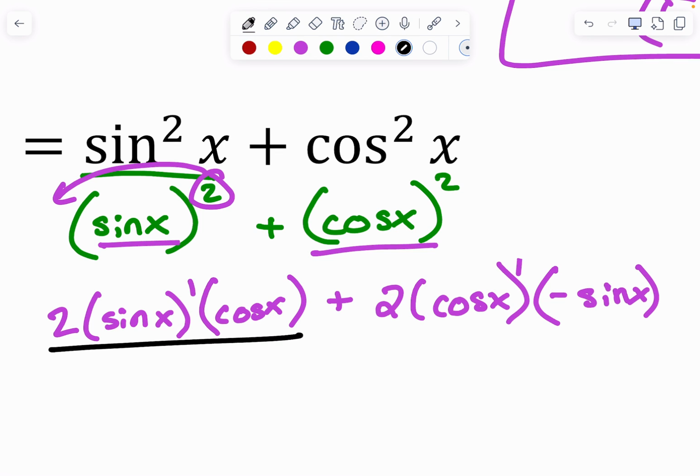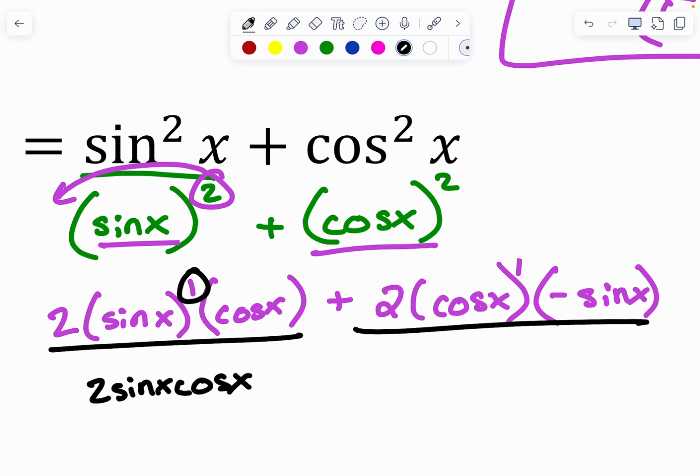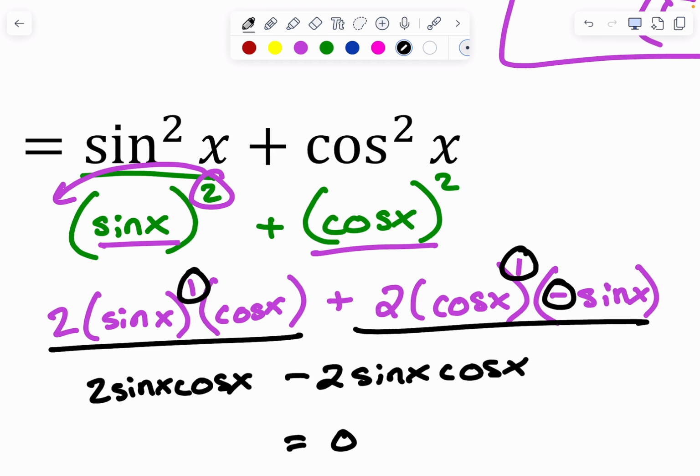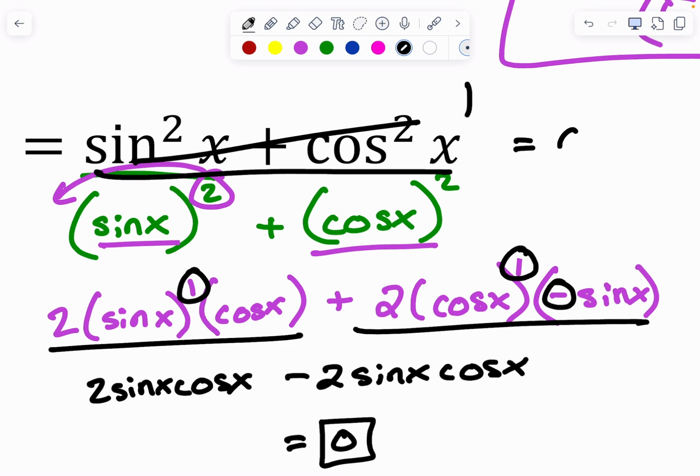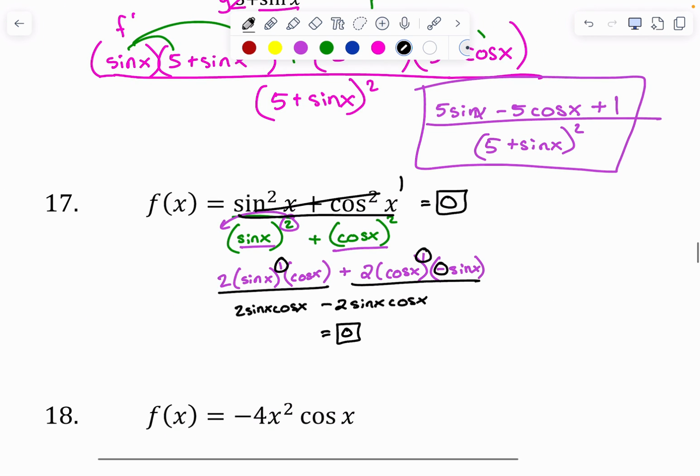So this guy right here is now to the first power, right? So I have 2 sine x cosine x. This stuff right here, because that's to the first power, is a negative 2 sine x cosine x if I put them in the same order, and that ends up being 0 because we said sine squared plus cosine squared was 1, and the derivative of 1 is 0, right? So either way we look at it, it will end up checking out. Beautiful.